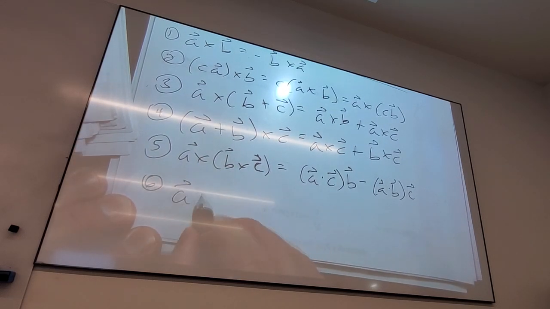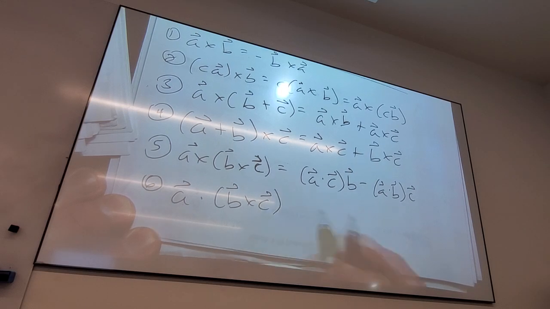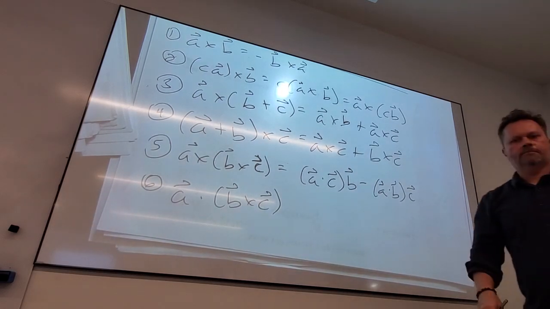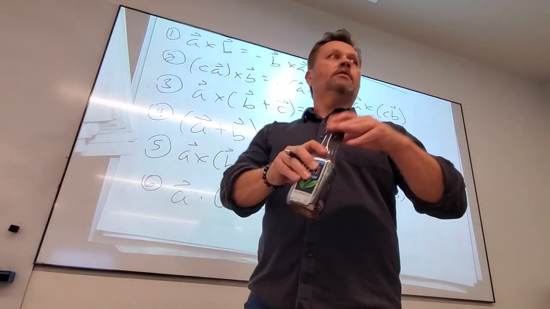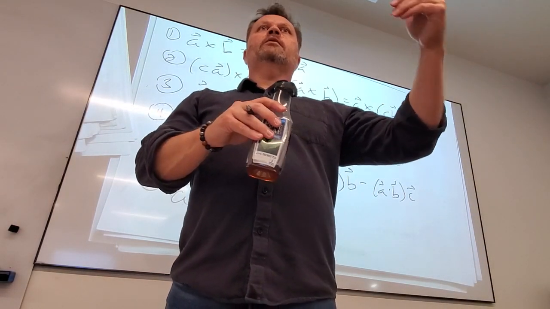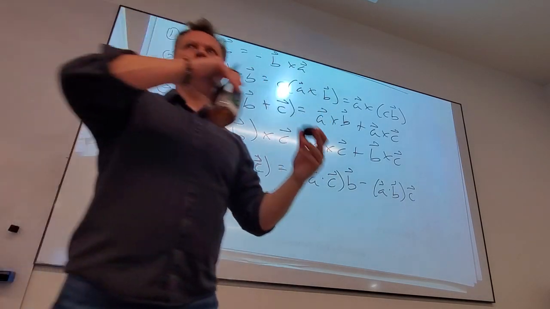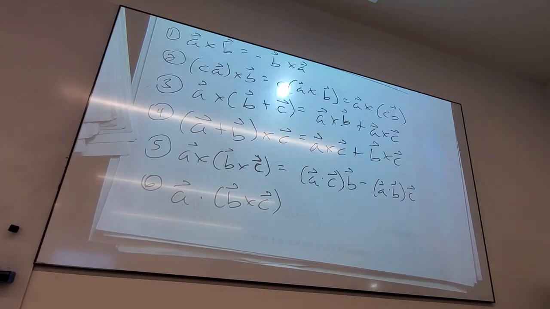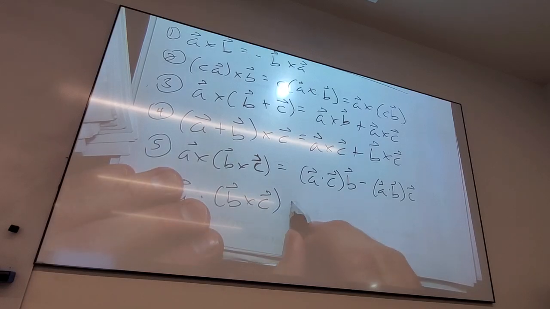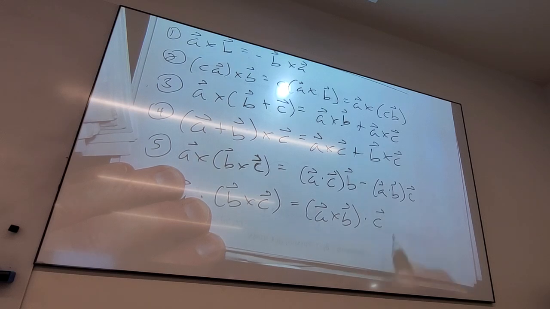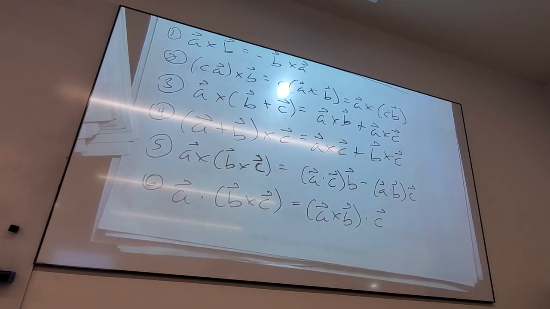This is the big one. A dot B cross C. Can you guys tell me what kind of thing the answer should be, physically? A number. Yeah, a number, because cross is a vector and then A dot vector is a number. So the answer should be a number. Do you have a guess as to what this is going to be? There's no pretty way, but I can at least do this. That is definitely not obvious.